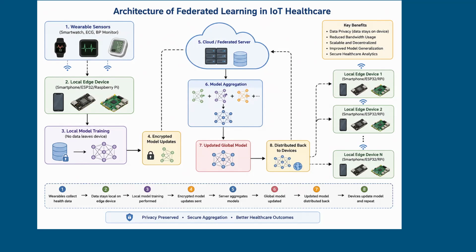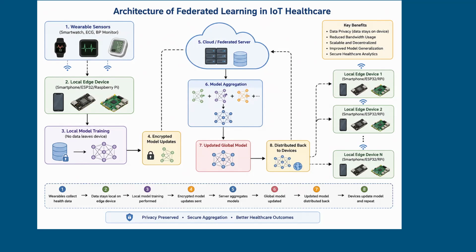The federated server takes the encrypted updates from multiple healthcare devices and acts as a coordinator. Upon receiving that information, model aggregation is done. The federated server combines the updates from multiple devices, and federated averaging is used to merge local model parameters to create a single improved global model. This enables the system to learn from a large and diverse healthcare population while maintaining data privacy.